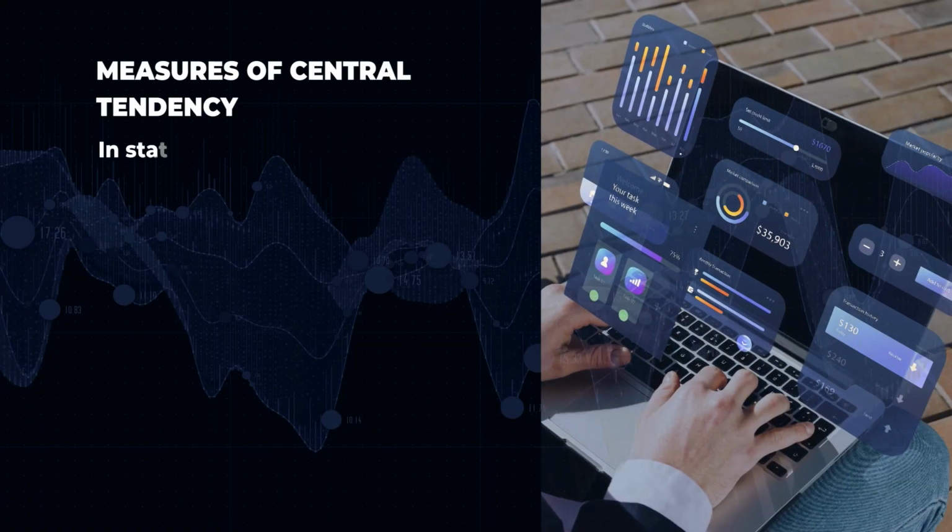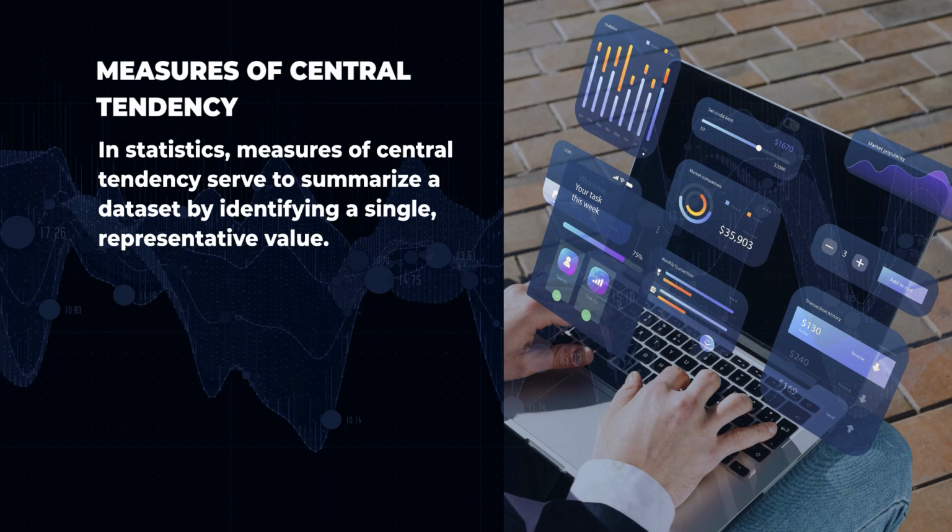Now let us discuss the measures of central tendency. In statistics, measures of central tendency serve to summarize a data set by identifying a single representative value. In simpler terms, the measures of central tendency provide a single value that is representative of the entire series, and it is easier to make well-informed decisions when a complicated data series can be represented by a single value.